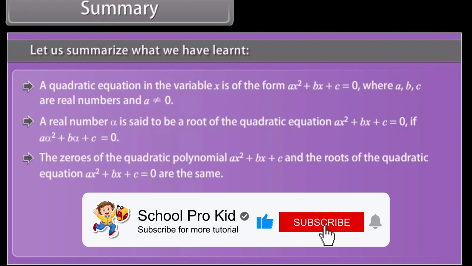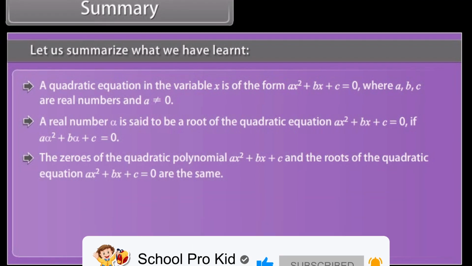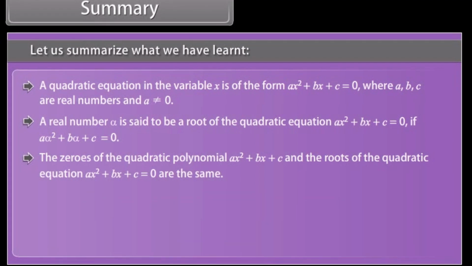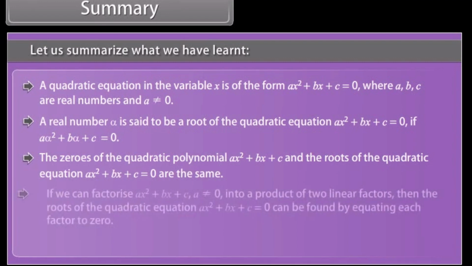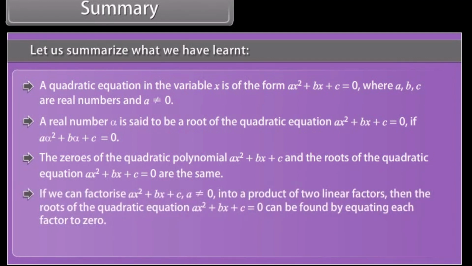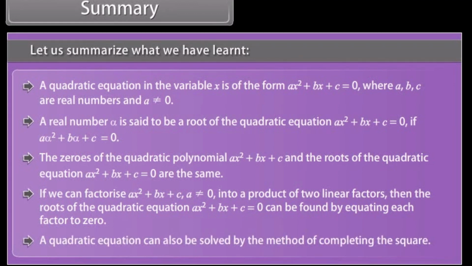The zeros of the quadratic polynomial ax² + bx + c and the roots of the quadratic equation ax² + bx + c = 0 are the same. If we can factorize ax² + bx + c, a not equal to 0, into a product of two linear factors, then the roots of the quadratic equation can be found by equating each factor to 0. A quadratic equation can also be solved by the method of completing the square.